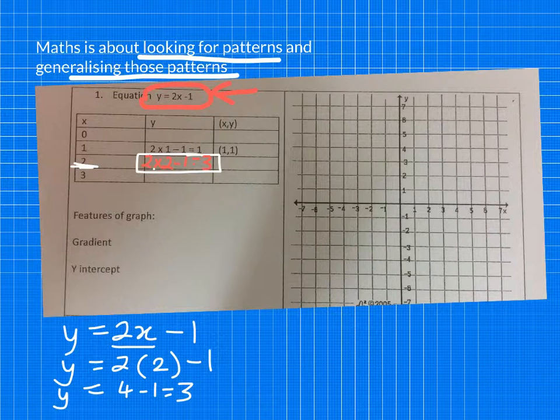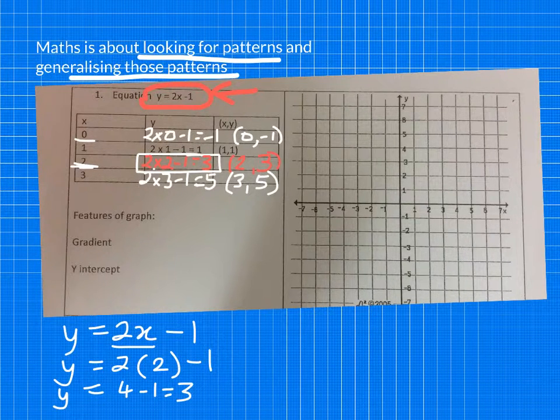And then we can generate our coordinate point. Our coordinate point is always done with x first, so that was a 2, and then the y, so 2, 3. If x was equal to 2, y was equal to 3. We can finish the rest of the table in the same way. In the first instance, we have x equals 0. 2 times 0 minus 1 is minus 1. In this case, 2 times 1 minus 1 equals 1. 2 times 2 minus 1 equals 3. 2 times 3 minus 1 equals 5.